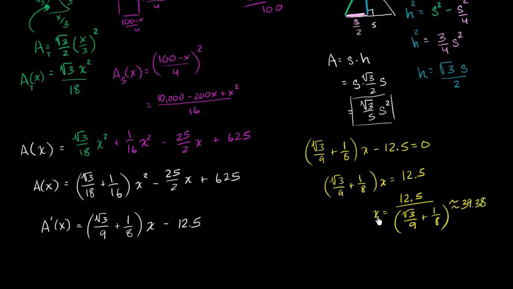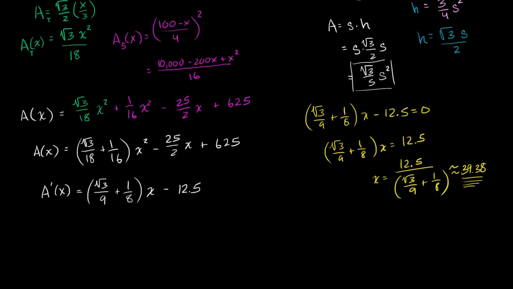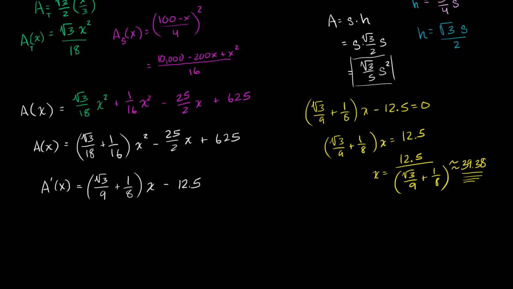Now, we don't know if this is a minimum point or a maximum point. We could try to test it out, et cetera, et cetera. We could graph it. But the easiest way to do it analytically is to just do the second derivative test. Is our function concave upwards or concave downwards, or neither at this point right over here? So let's take our second derivative. So the second derivative, which I will do in blue, the second derivative of our area as a function of x is just going to be equal to this stuff. Square root of 3 over 9 plus 1/8.